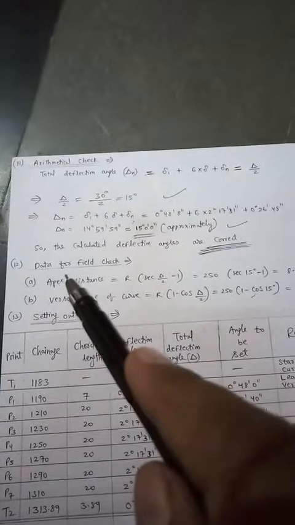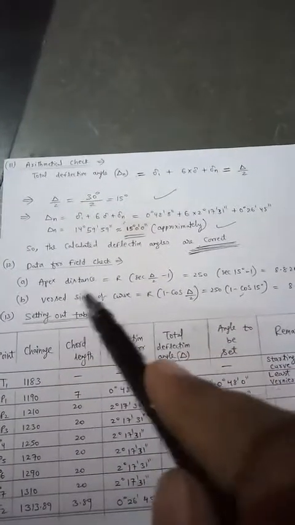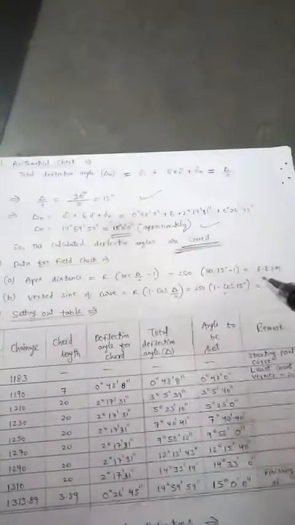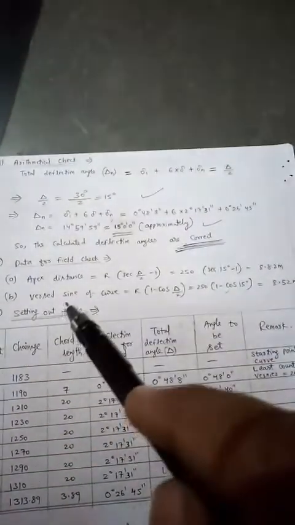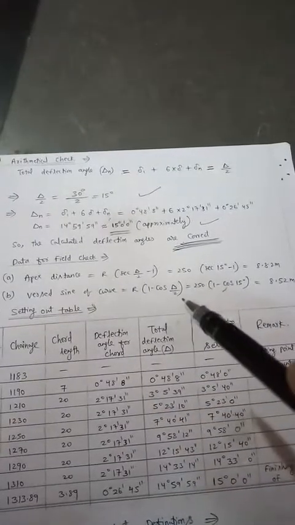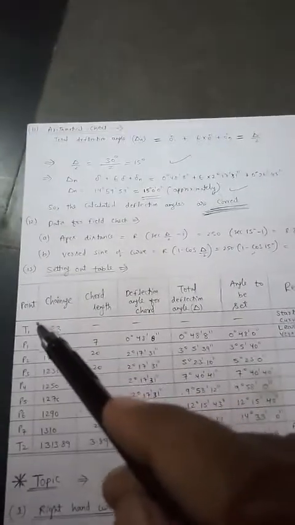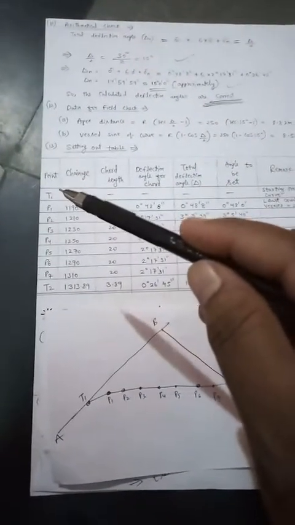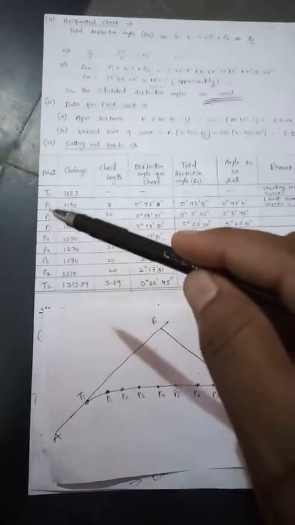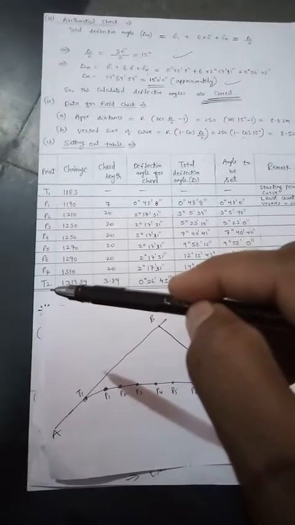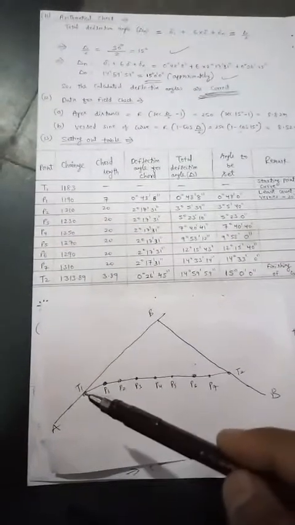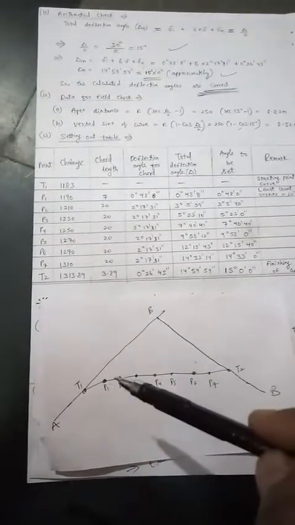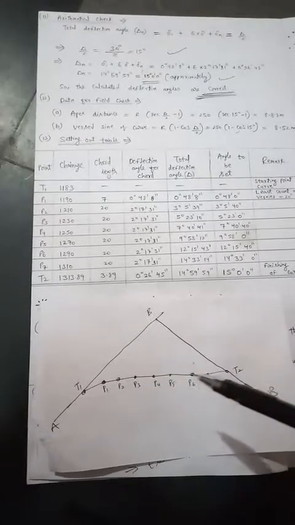Now step number 12, data for field checks. So apex distance, this is the formula you have to substitute, we will get this answer. Next, mid ordinate or versine of curve, you have to put the values and we will get it here. Now the setting out table, this is an interesting one. Now see here. In the setting out table there are T1, P1, P2 up to P7, and T2 the last point. T1 is a tangent point, T2 is a tangent point, and in between are these points.